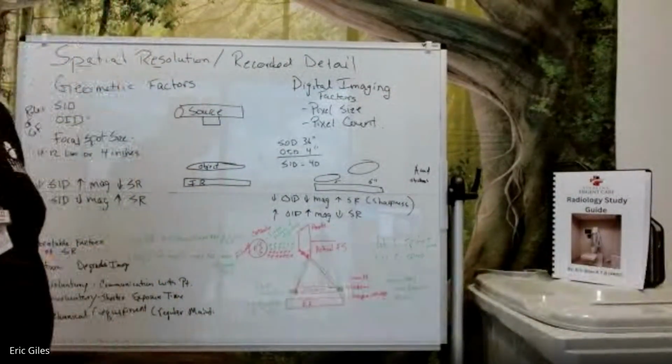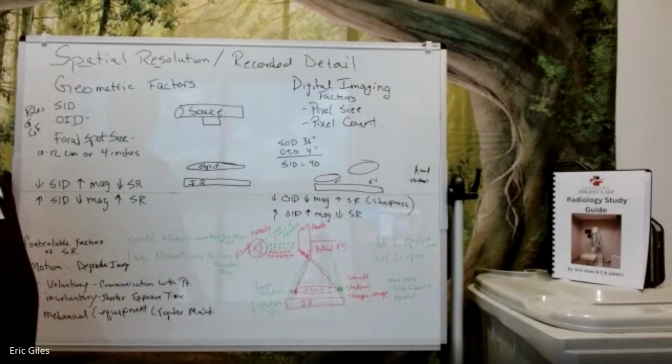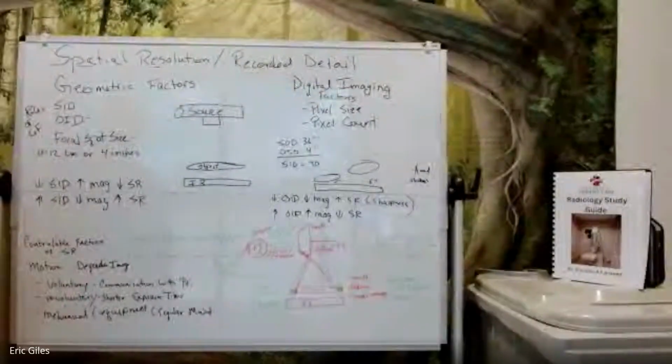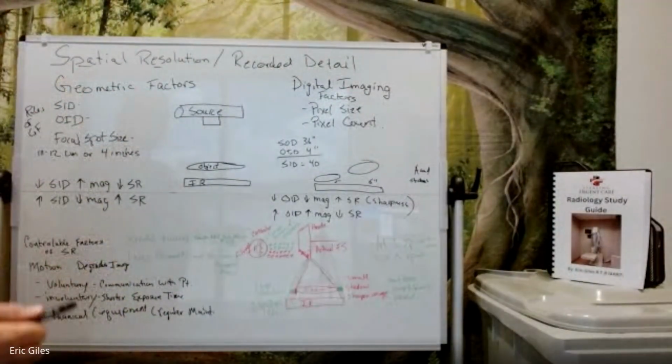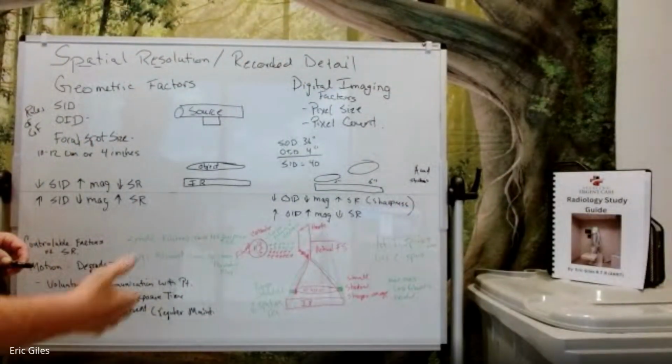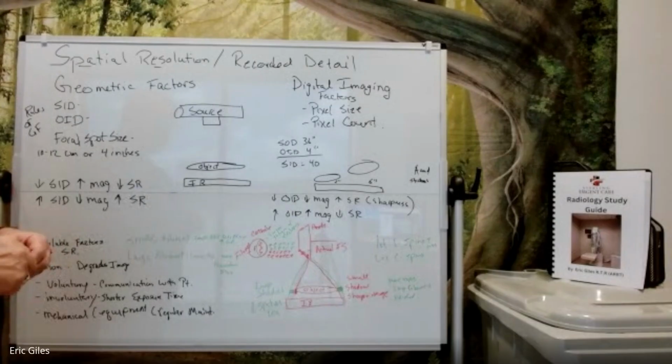But there are other factors that have everything to do with spatial resolution or the detail of your image. Those are called geometric factors. Okay, and you've heard me talk about these before. There's three of them that we're going to talk about today. There's actually four, but basically three. The first one is SID.